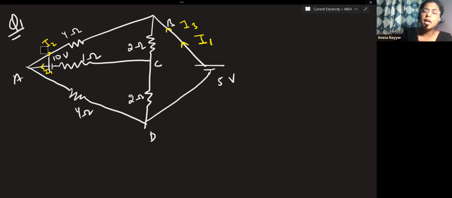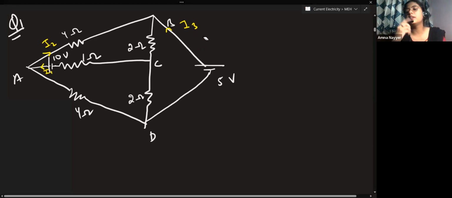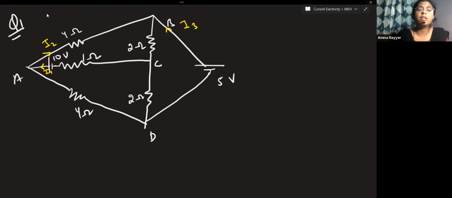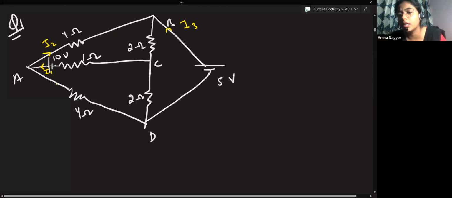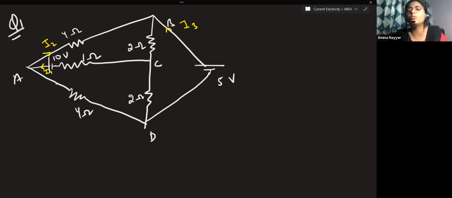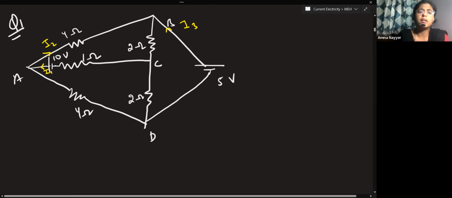The examiner will see the things in your way only. Whatever you have written, whichever sign convention you have chosen, the examiner will mark in that only. So don't get confused that I have started from this battery. You can start from any battery, you can take any variable. Kirchhoff's law gives you a free hand, a lot of liberty in solving questions. So I've started from here and try to choose minimum variables possible.